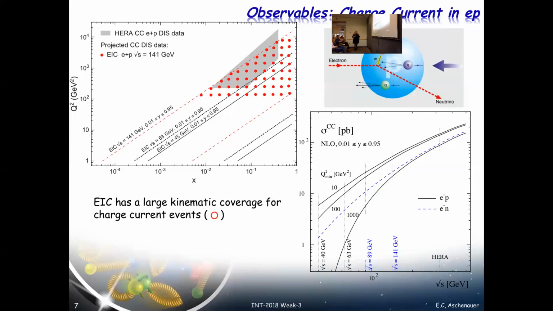So just to give you a little bit of a feeling, the EIC coverage actually for charged current is nice. You see here actually the HERA cross-section, and depending on where you sit in square root s, you lose a factor of 2 to 3. And because of the high luminosity which we have at an EIC, we can easily compensate for this loss in cross-section.